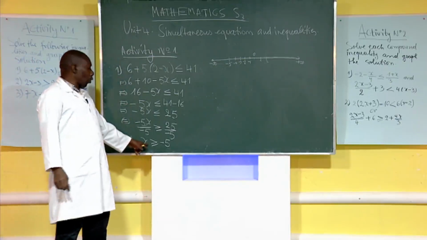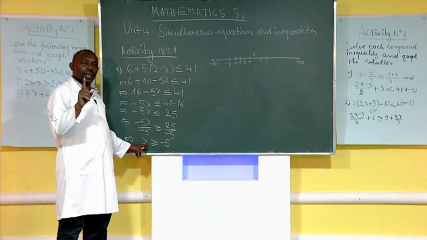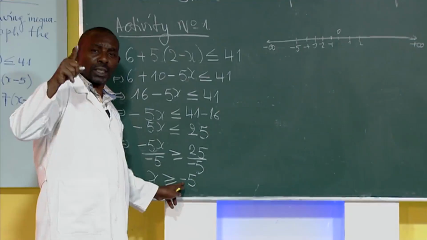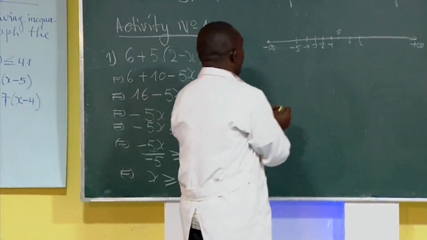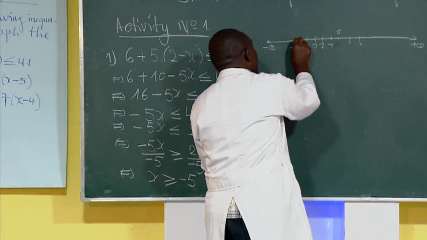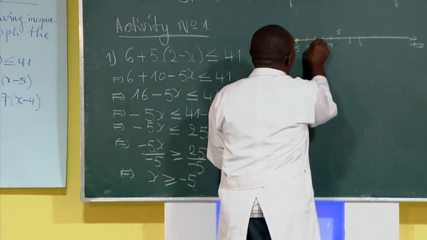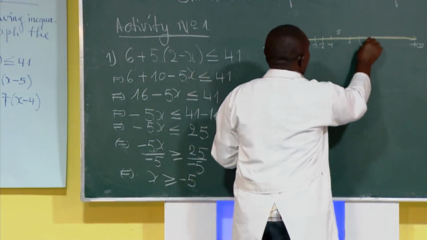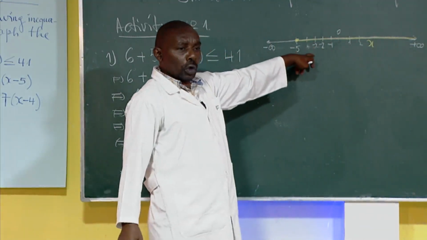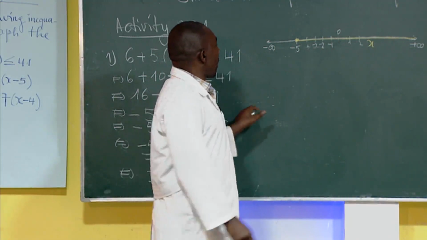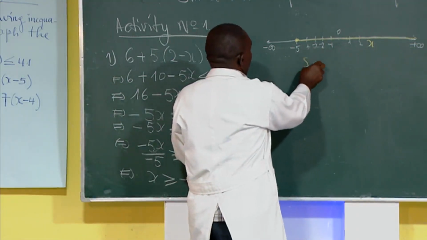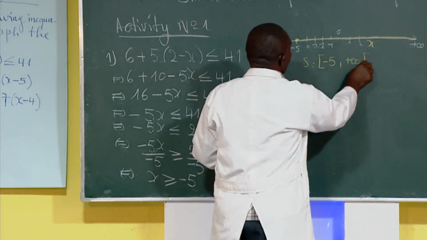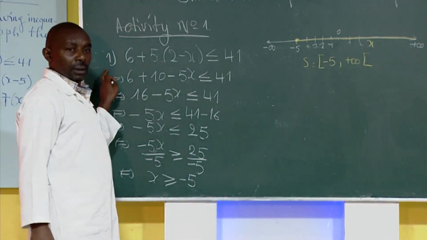x stands for all real numbers greater than or equal to minus 5. It means minus 5 is a part of our interval. So we have minus 5 up to positive infinity. This is our solution. This can be written like minus 5 up to positive infinity. We are done with the first exercise.